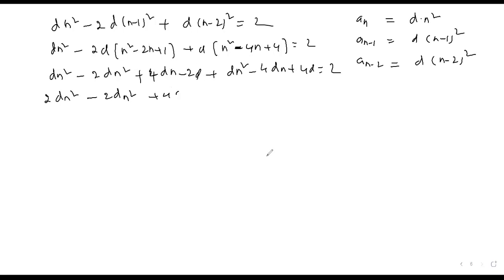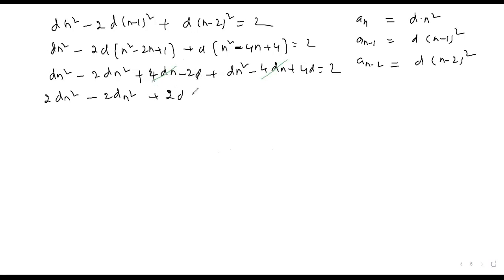You can cancel directly. Directly can cancel. Plus 4 d n. These are minus 4 d n. Am I right? Check it. Right or wrong? Please check it. What are the steps I am writing? These are right or wrong? Please check it, my dear students.